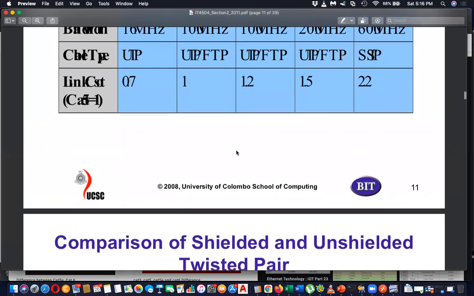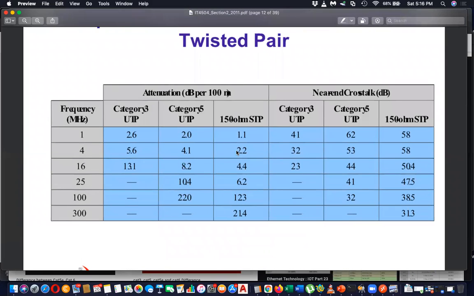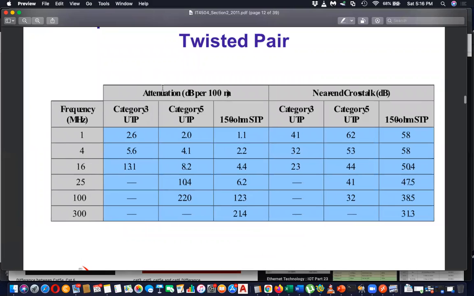Right. So these categories we discussed, and we discussed between each category the attenuation property and crosstalk. What is crosstalk? It is noise. How noise is affected and how attenuation is there. So this is another thing. When frequency increases, so does attenuation.